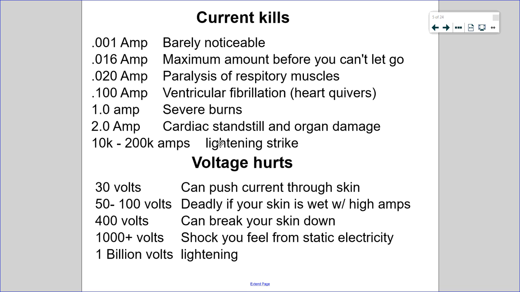All right, so voltage, on the other hand, is something a little bit different. I'll talk about that in just a moment. 30 volts is what pushes current through your skin. So you need about 30 volts in order to get the current, the amperage, through the barrier of your skin. 500 to 1,000 volts can be deadly if your skin is wet with high enough amps. 400 volts will actually start breaking your skin down. And 1,000 plus volts is the shock you feel from static electricity.